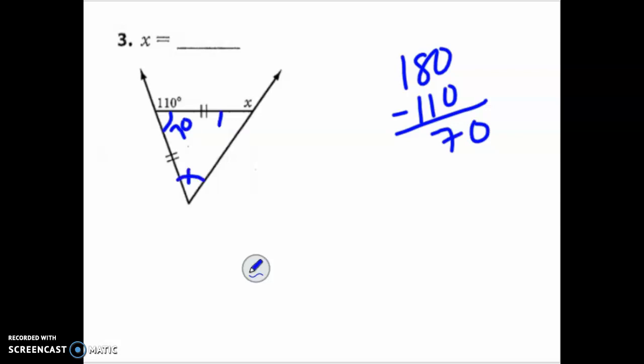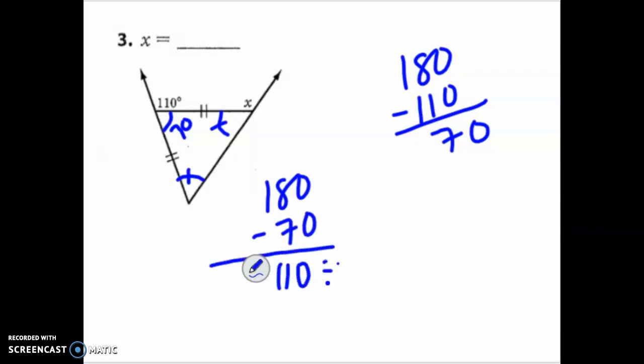Next, we know our base angles are congruent, so I'm going to use my triangle sum conjecture, kind of like what we did in the last one. Then divide by 2. So I'm left with 55 degrees for my base angles.